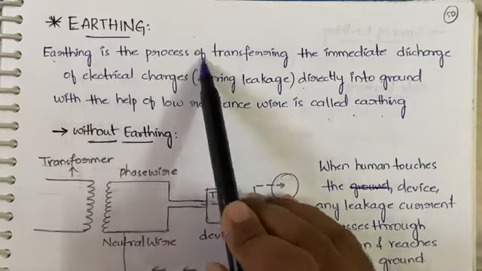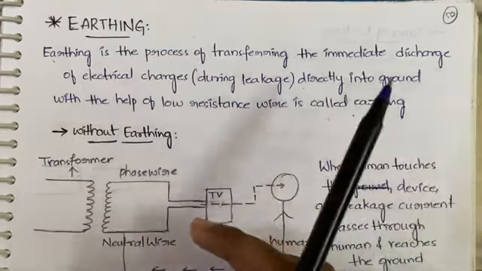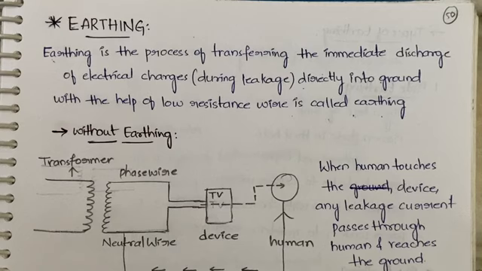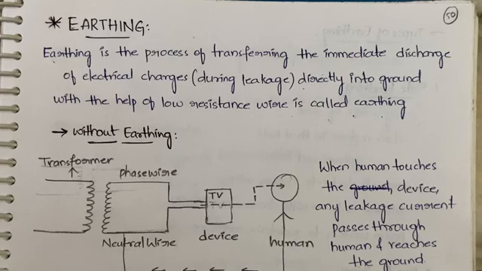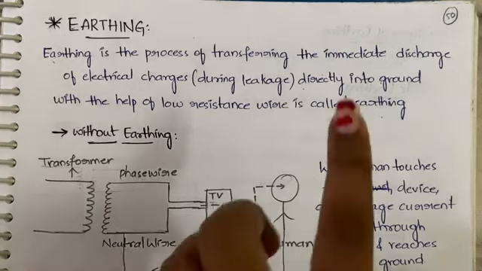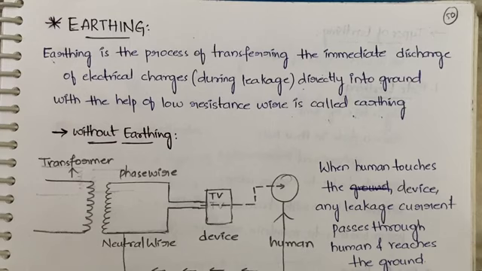It is a process of transferring the immediate discharge of electrical charges which occur during leakage. So in normal condition, there is no need of earthing. That is, in normal condition, earthing will not play a role, but when there is a leakage, then all those currents, all those electrical discharges, are directly transferred into the ground with the help of a low resistance wire.